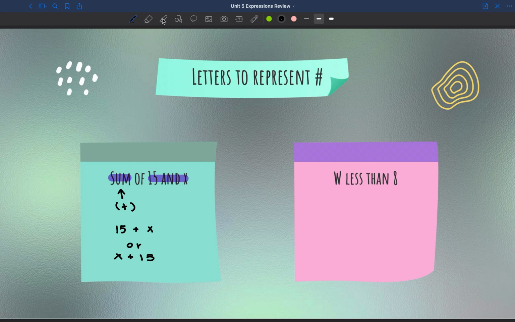Looking at the second one, it says w less than 8. Well, the key word here is less than, and that means to subtract. We want to do 8 minus w because we're trying to find out w less than 8.